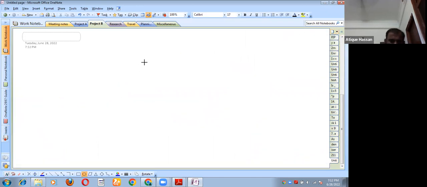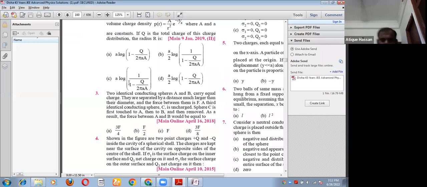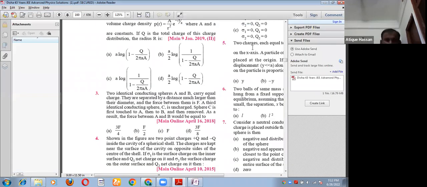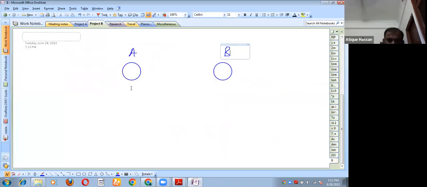So we have two conducting spheres. One sphere is like this, and there is also another conducting sphere like this. So two identical conducting spheres A and B. Suppose this sphere is A and this sphere is B. They have equal charge. Suppose the charge on both spheres is capital Q. Charge on this is also Q, charge on this is also Q.